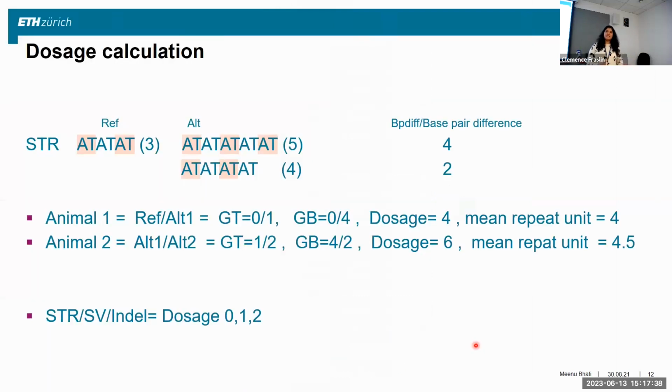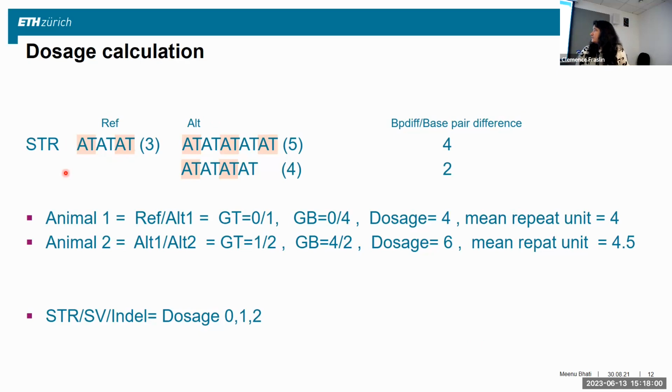Next, once we identified STRs and SVs and how they are present in the genome, we wanted to check the LD between SNPs, STRs and SVs with the surrounding SNPs and indels. But the one problem with the STR is that they are multi-allelic. So what do I mean by that? Here again is the example.